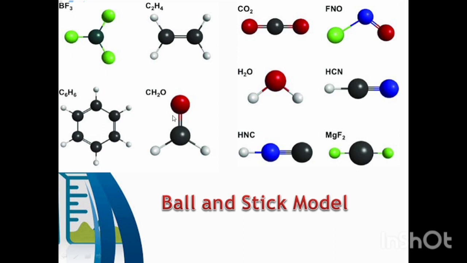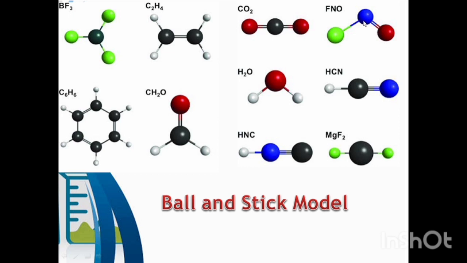The next we have CH2O. This is the carbon. Always remember that the carbon is the central part of a structural formula. So here's the carbon, we have the 2 hydrogen and 1 oxygen. Oxygen is color red. Next, we have carbon dioxide. The carbon is always in the center, and the 2 moles of oxygen.